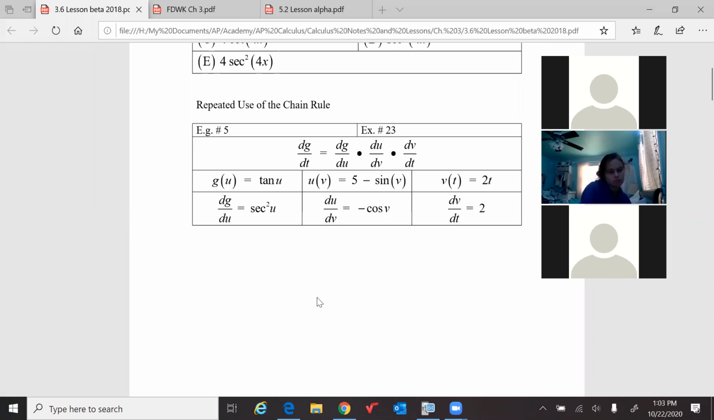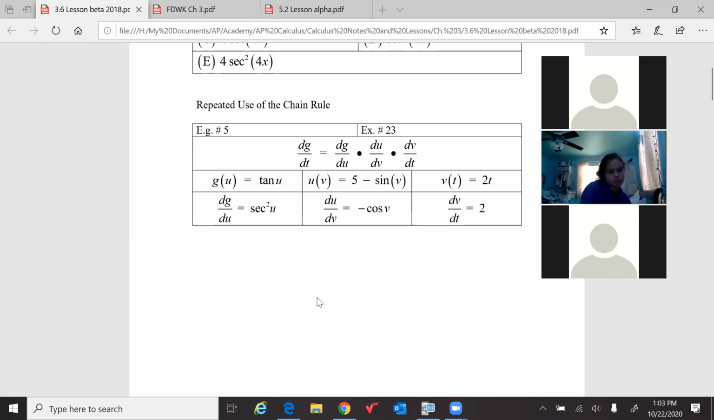differentiating vertically. So this u, with respect to t, differentiates to 2. This v, right? Derivative of 5 is a 0. Derivative of sine is cosine, subtract sine, just subtract cosine. Derivative of tan is secant squared. So I look up here. It's just going to be this times this times this.